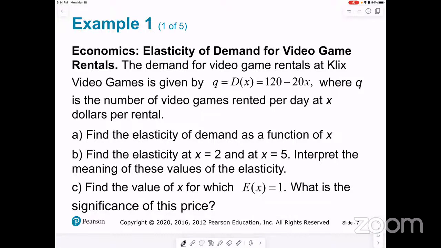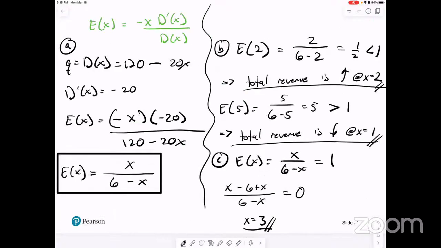So x is the dollars per rental. So what we're saying is that if we rent out our video games at $2 a rental, then the total revenue is increasing. If we rent out our video games at $5 per rental, the total revenue is decreasing. I think that, based on their data, the 5 might be too much if people don't want to pay that much for it. So then fewer people are going to buy it, decreasing our total overall revenue, right? So then, according to that demand function, the revenue is maximized if we rent our video games at $3 a pop.